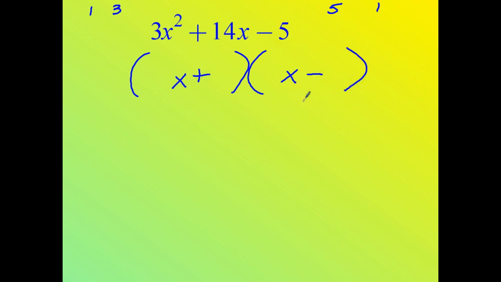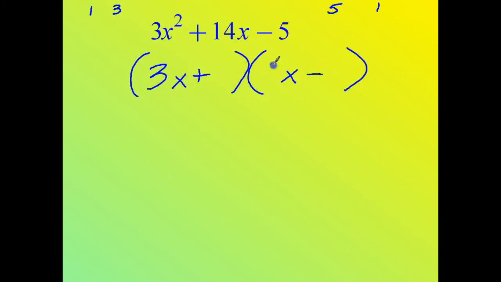Now, since this is only 1 and 3 and 5 and 1, what you could do is just plug them in and start working from there. These two are positive, so that's not going to change. But you can't just plug anything in here, because the negative and positive are going to matter. So let's just do this.